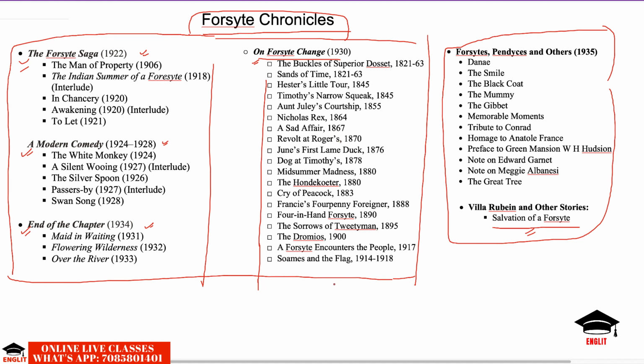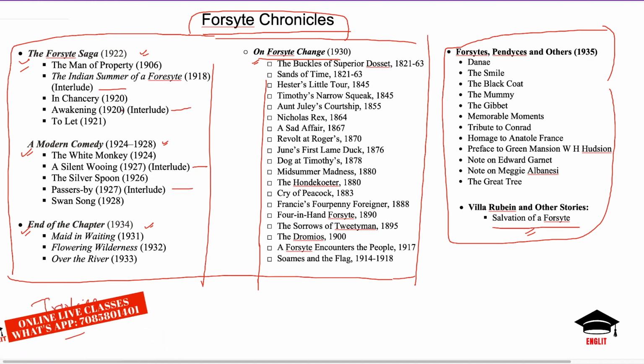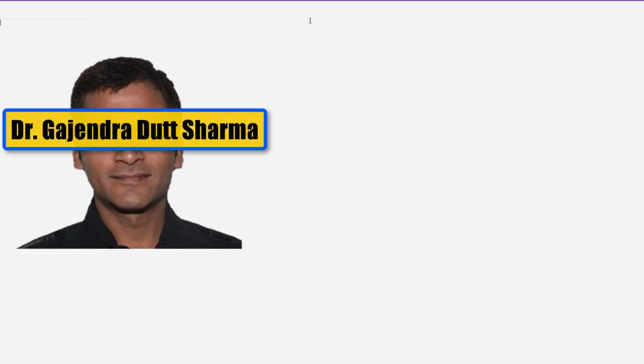These were very important. ये पेज आपको बहुत हेल्प करेगा डिस्टिंग्विश करने के लिए कौन सी नॉवल, कौन सा इंटरल्यूड किस सेक्शन में था, किस ट्रायलॉजी में था. ये तीनों की तीनों क्या हैं, ट्रायलॉजीज. इनमें 4 इंटरल्यूड्स हैं एंड 3 नॉवेल्स हैं. सबसे इम्पोर्टेंट फोरसाइट सागा ही है. सो दैट इज ऑल फॉर नाउ.